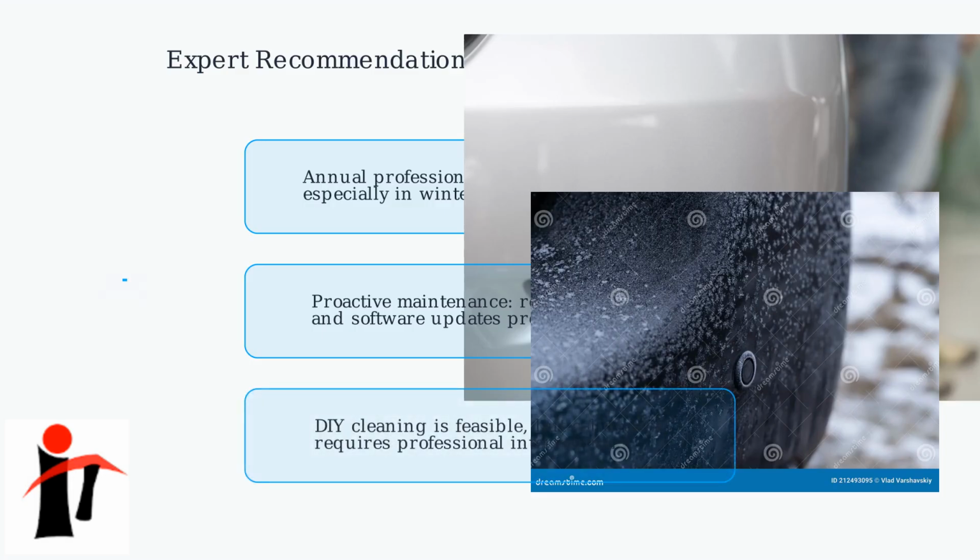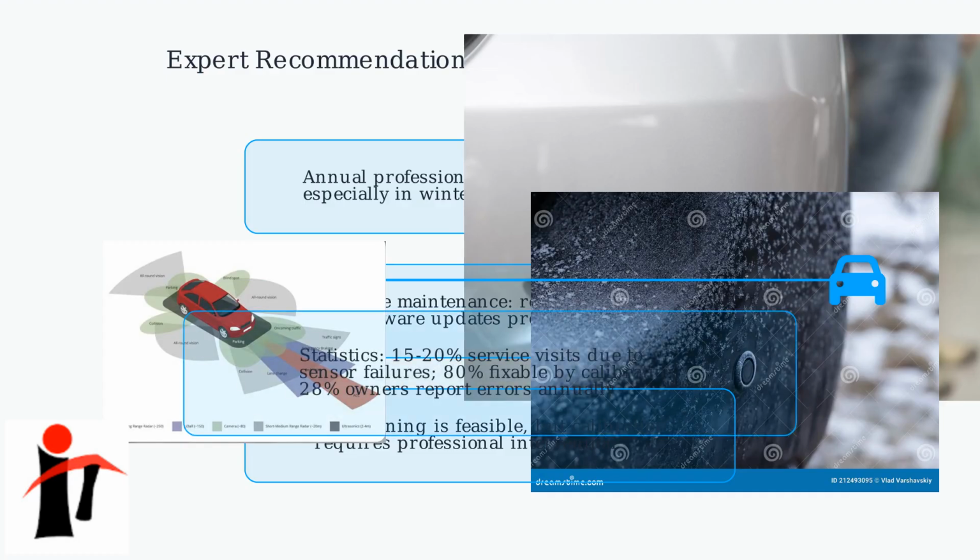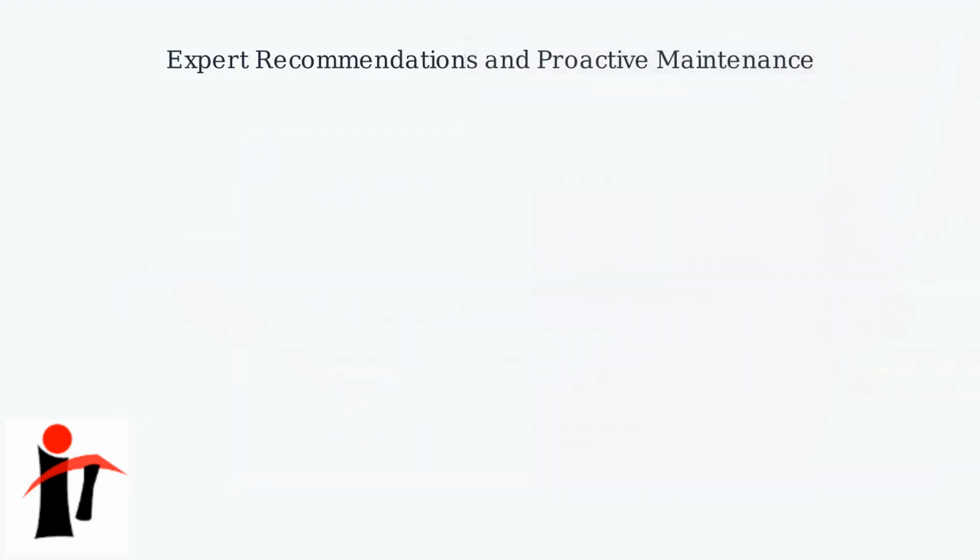While DIY cleaning is feasible for basic maintenance, calibration often requires professional intervention to avoid worsening issues and ensure the system operates safely. According to experts, sensor failures account for 15 to 20% of service visits, with 80% resolvable through calibration. A survey found 28% of owners reported park assist errors annually. By following these recommendations, you can maintain your park assist system's reliability and safety for effective parking assistance.